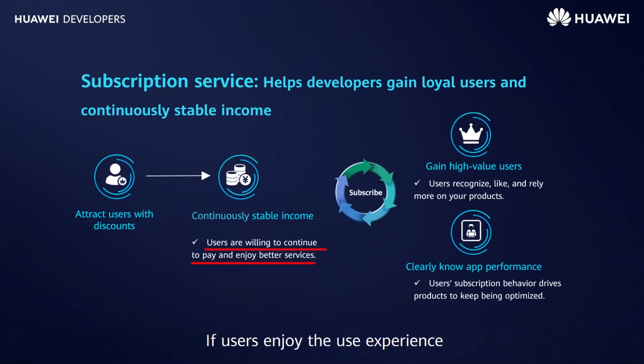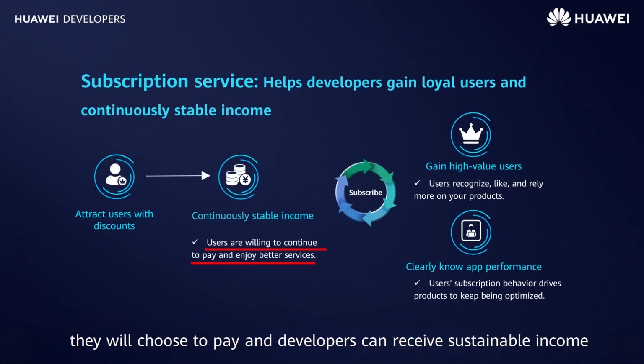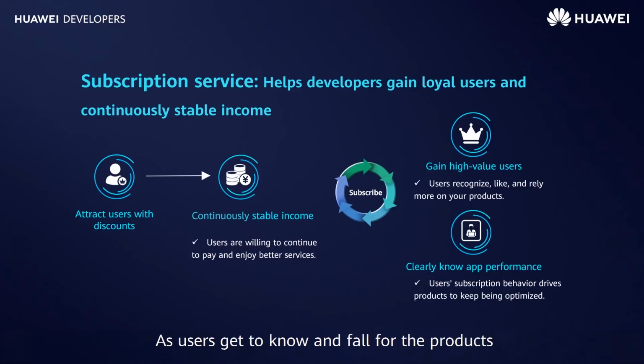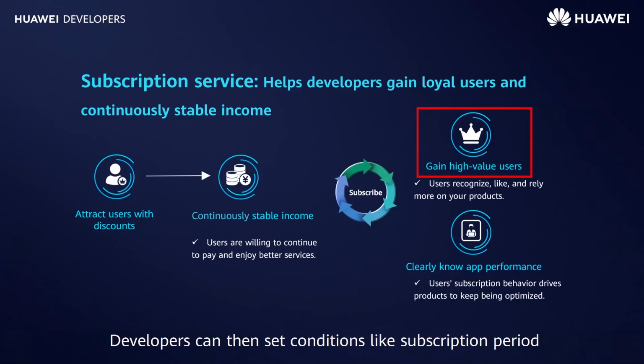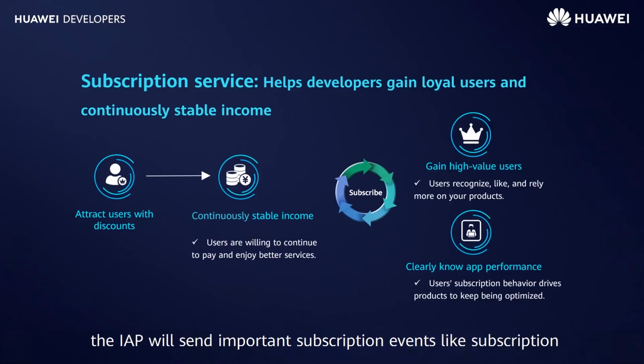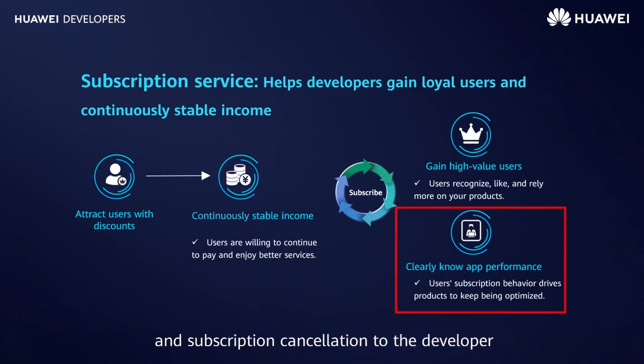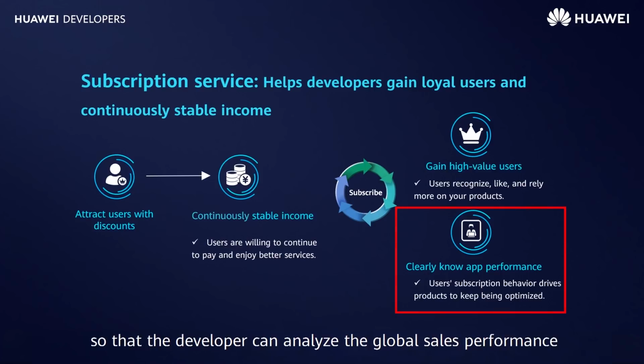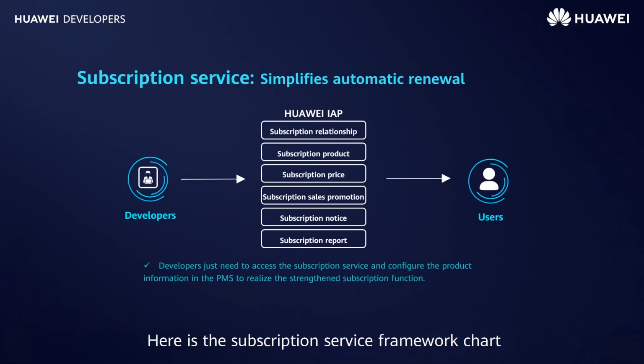If users enjoy the use experience, they will choose to pay, and developers can receive sustainable income. As users get to know and fall for the products, they may become dependent on the products and turn into high-value users. Developers can then set conditions like subscription period to screen out these high-value users and launch new targeted business events. In case of a change of the user subscription status, the IAP will send important subscription events like subscription and subscription cancellation to the developer so that the developer can analyze the global sales performance of the subscriptions and continuously optimize the experience. Here is the subscription service framework chart.